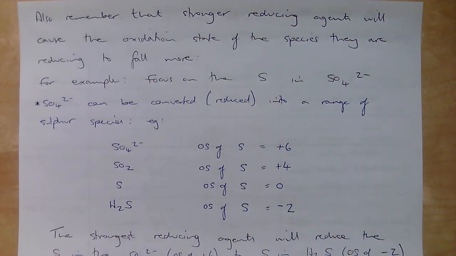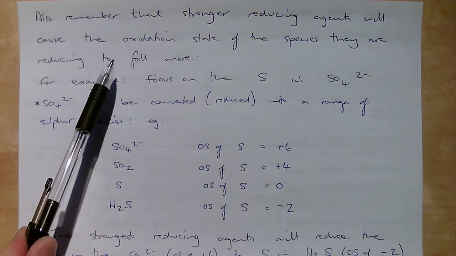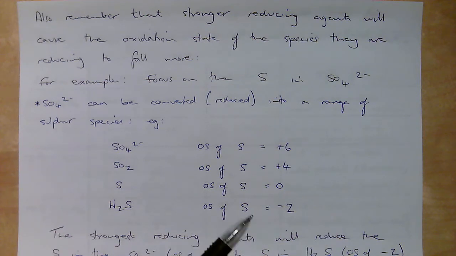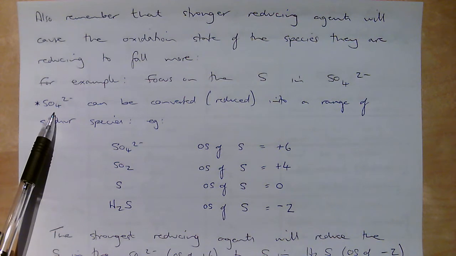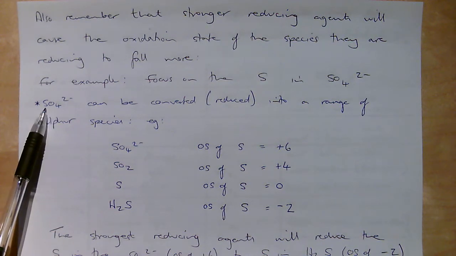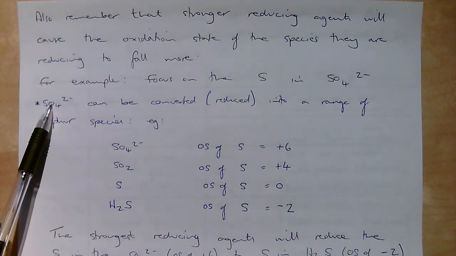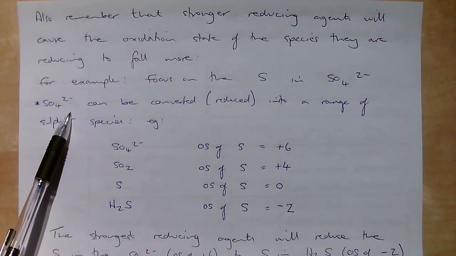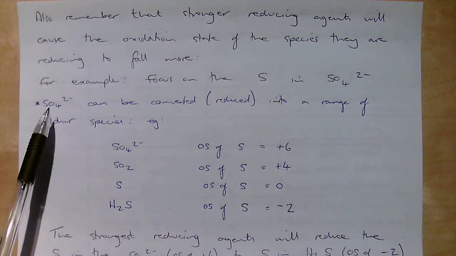If we think back to oxidation state, we also need to remember that stronger reducing agents will cause the oxidation state of the species they are reducing to fall more. So if we take sulfuric acid, it contains the sulfate ion. The oxidation state of the sulfur in the sulfate ion is +6. So 4 times -2 is -8. We want to get up to -2, so what's the difference between -8 and -2? It's +6. So that sulfur is contributing +6.